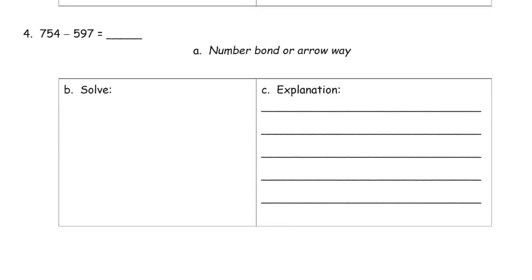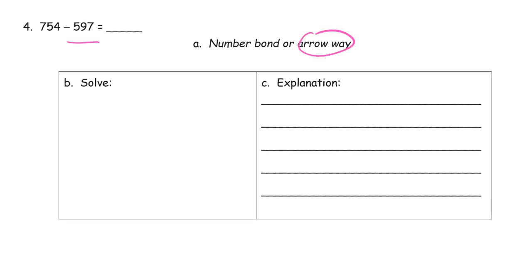Number bond or arrow way for this subtraction. Now, really, for this subtraction, I would do a compensation strategy, right? Because 597 is almost 600. And I would just have to add 3 to these. That'd be pretty easy mental math. But that's not my choice here. I could do this in 2 steps, probably, if I subtracted 600 and added 3 back. But I'm going to try using arrow way, just counting up.